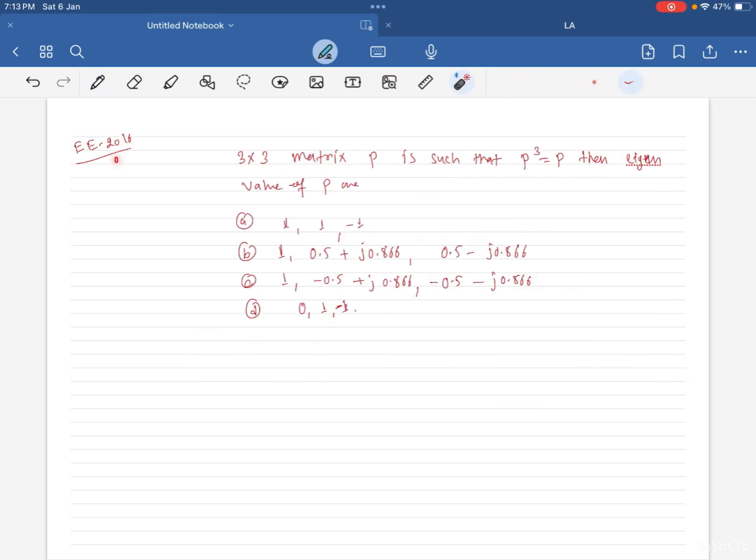So this question is from EE 2016. What we have been given is a 3 by 3 matrix P such that P cube is equal to P, then the eigenvalues of P are?